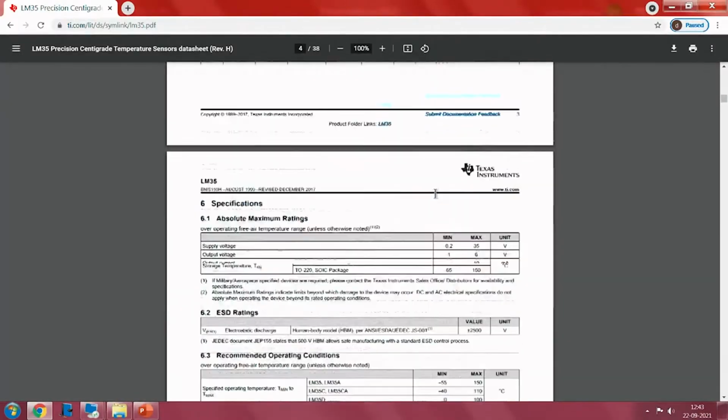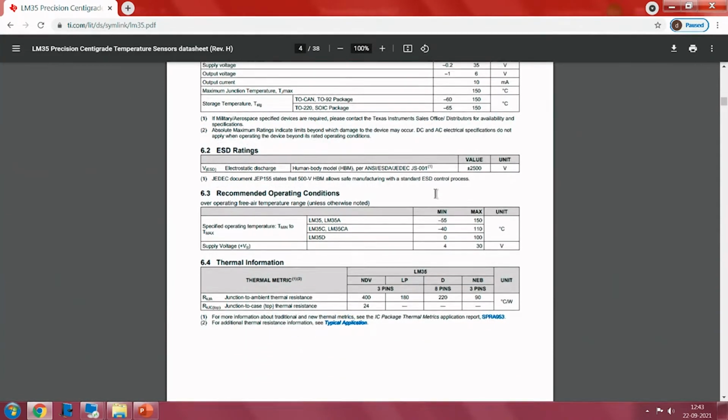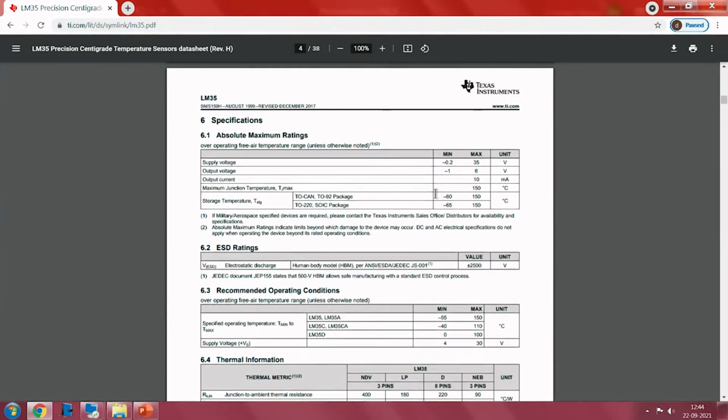And another important thing we have to notice is its sensitivity. As we have already seen previously, how much is the sensitivity? It was 10 millivolts per degree centigrade. And another important thing is output current. The maximum output current it can provide is 10 milliamps, right. So how is it important?